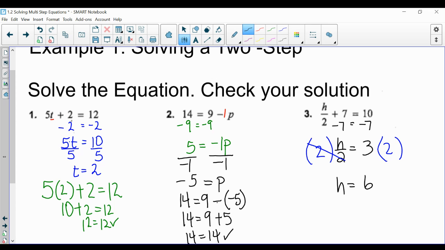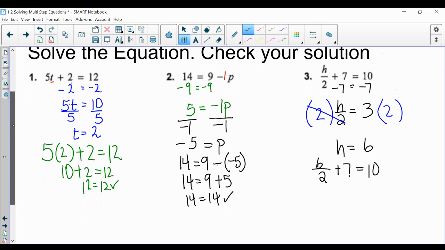So we're just going to check it just to make sure we got it right. So 6 over 2 plus 7 equals 10. And you can see I just always substitute it back into the original equation. So now 6 divided by 2 is 3. 3 plus 7, I'm just going to simplify that. It's equal to 10. And this is 10 is equal to 10. All right, and that checks.